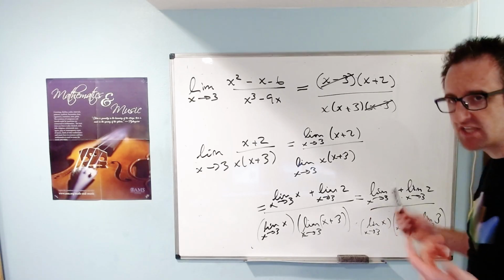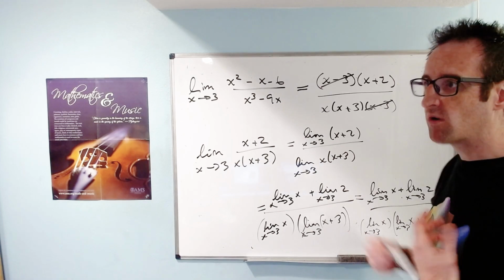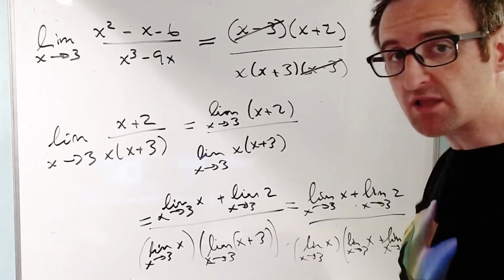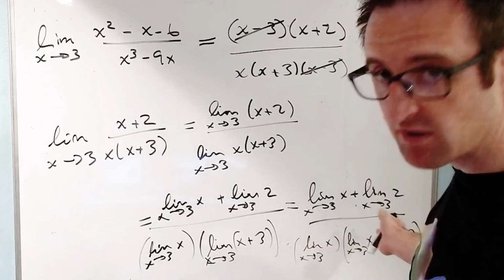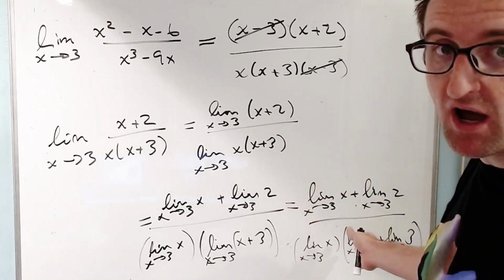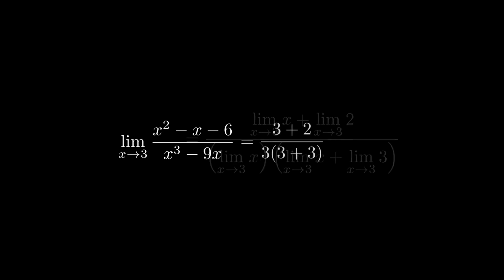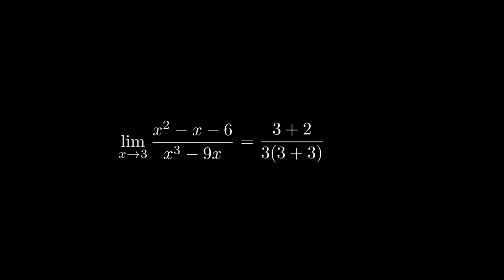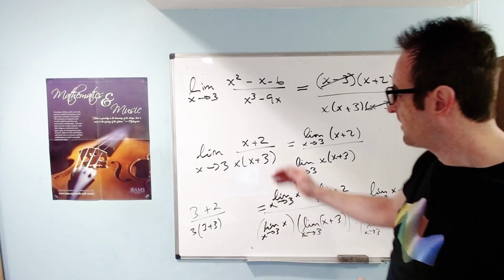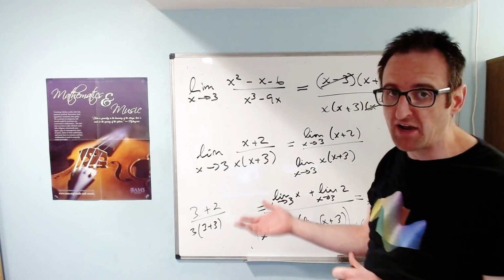Now in each of these cases, we have a limit as x goes to 3 of some power of x, or the limit as x goes to 3 of some number. In each of those cases, we can use the limit laws again to indicate that the numbers will just stay the same, and the x's will just plug in the value that x is going towards. And so this yields the quantity 3 plus 2 all over the quantity 3 times the quantity 3 plus 3. If you notice, this is exactly what we got by plugging in 3 to the rational function after we canceled out the problem factor of x minus 3.